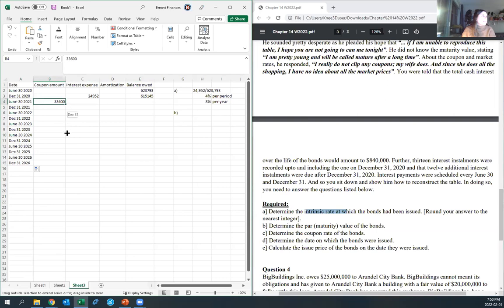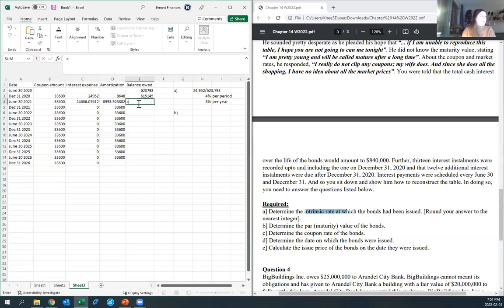So my coupon amount is always the same, so I'm going to copy it down. My interest expense is going to be my 4% that we just found times the previous book value. My amortization is going to be my coupon amount minus my interest expense, and I'm going to reduce it from my book value. I'm reducing it because here I can see that it goes down, but also my coupon amount is greater than my interest expense. So that means there's a premium. So you can go down this way.